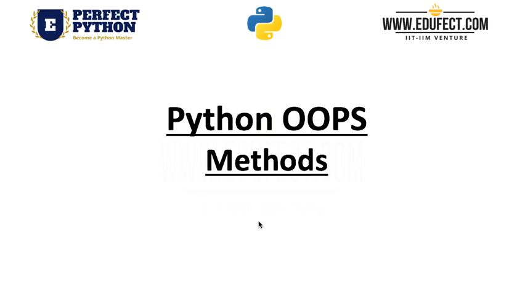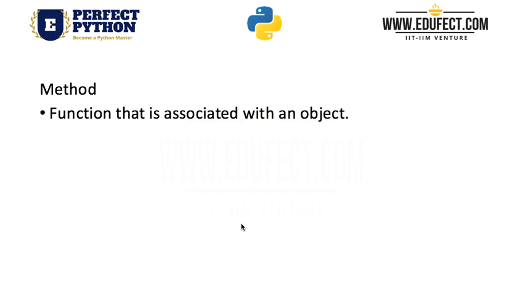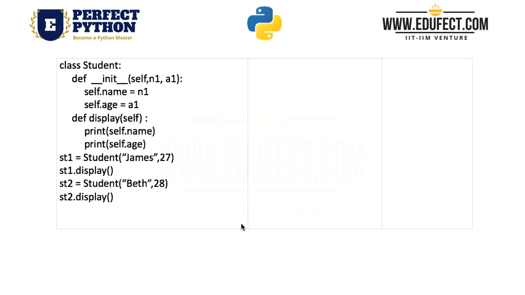In this lesson on Python OOPS, we will learn about methods. So what are methods? A method is a function that is associated with an object. A function that is defined within a class is known as a method. Let's look at some examples to understand it better.